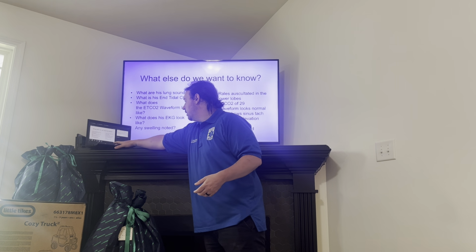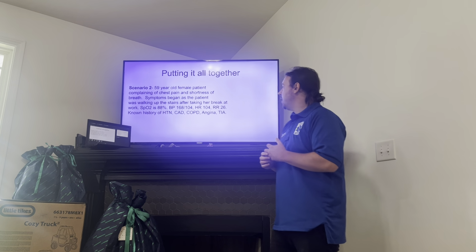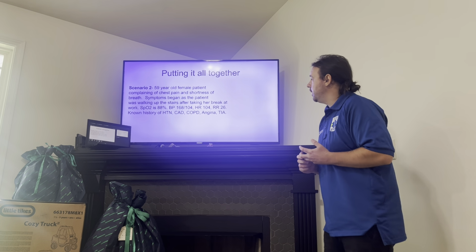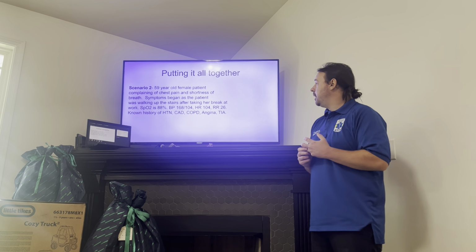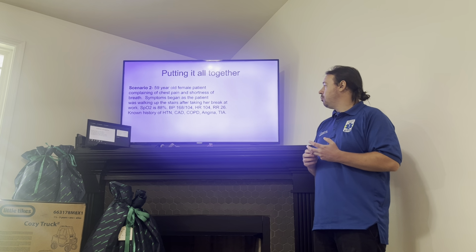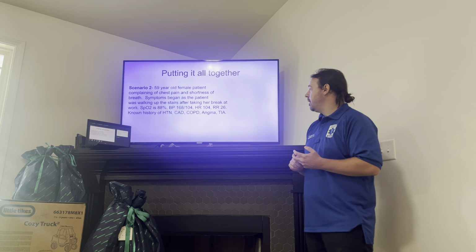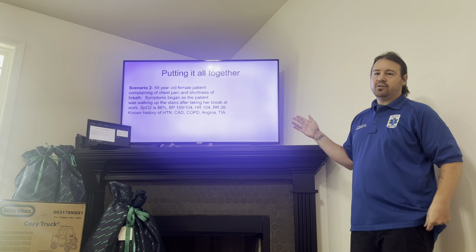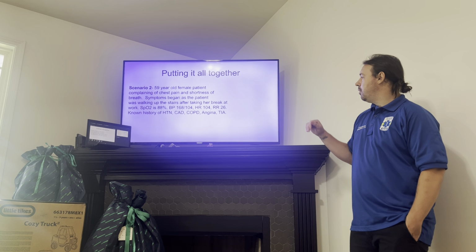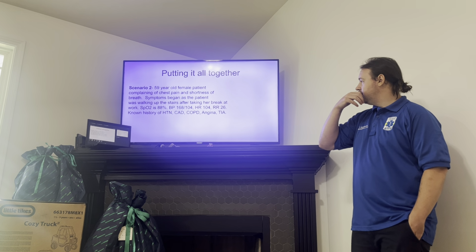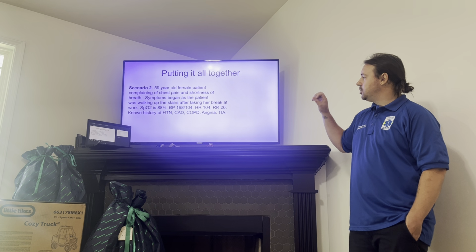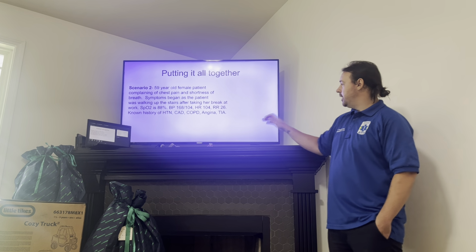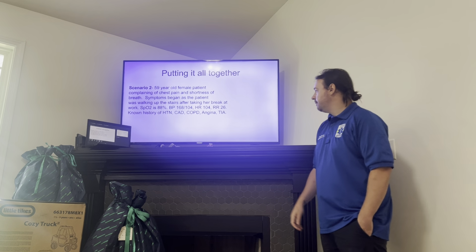So let's take a look at another one. Putting it all together, we've got a 59-year-old female patient complaining of shortness of breath and chest pain. Symptoms began as the patient was walking up the stairs after taking her break at work. Her SpO2 is 88%. Her blood pressure is 168 over 104, heart rate 104, respirations 26. Known history of high blood pressure, CAD, COPD, angina, and transient ischemic attack, right?